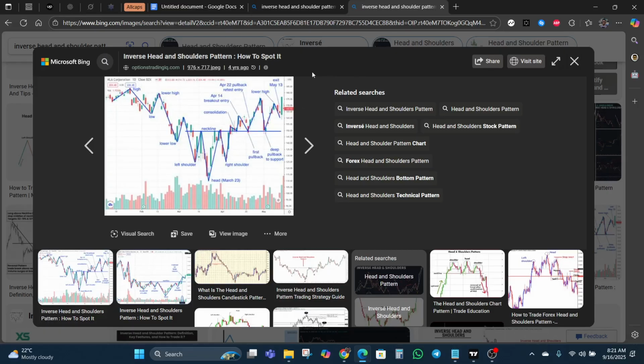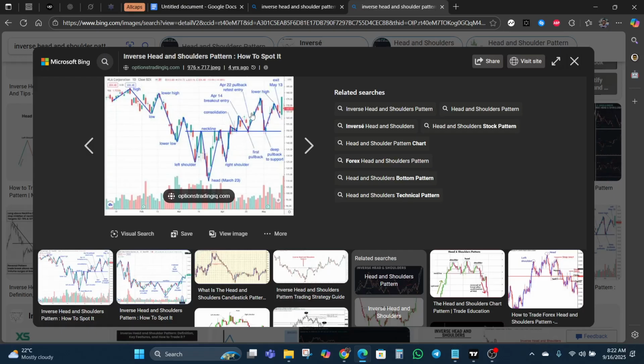So you watch the neckline carefully. The neckline acts as your key level. Traders typically wait for a clean breakout above the neckline before considering an entry. Some will even wait for a retest of the neckline after the breakout to confirm the move. Now, step three is risk management. Many traders place their stop loss orders below the right shoulder, or below the head, depending on their approach to risk. This way, if the pattern fails, they limit their exposure.